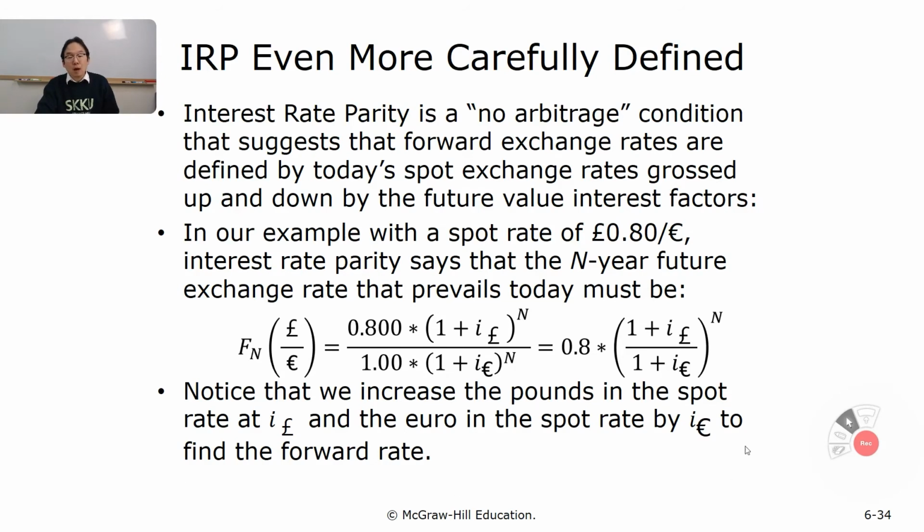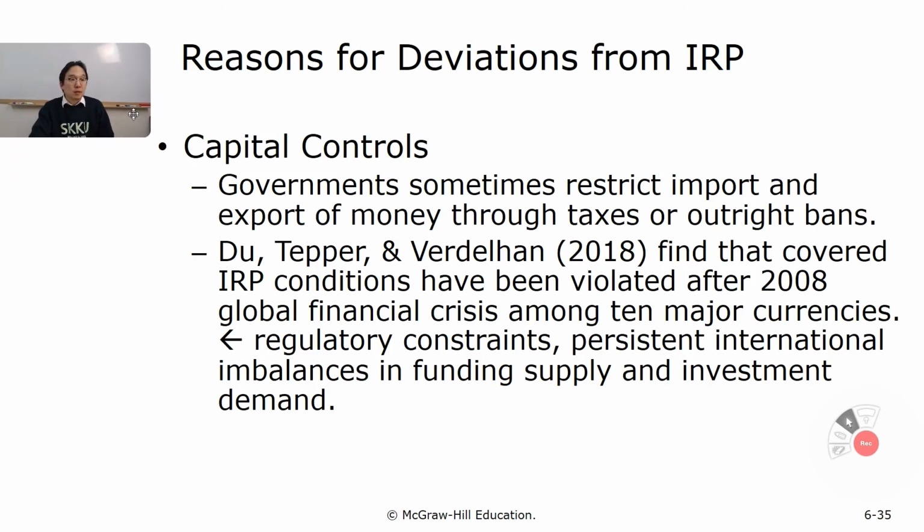Now, in fact, IRP holds in theory, but in practice it will not hold, right? Why? There are a lot of deviations from IRP relations. Interest rate parity tells you about the determinants of the spot rate given the forward rate, and it nicely and neatly shows the relation between spot rate and forward rate together with the interest rates of different countries, right?